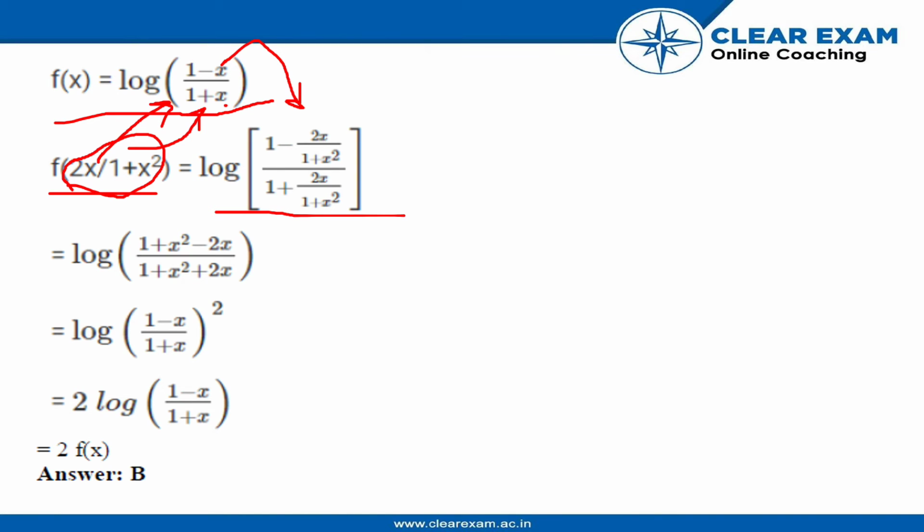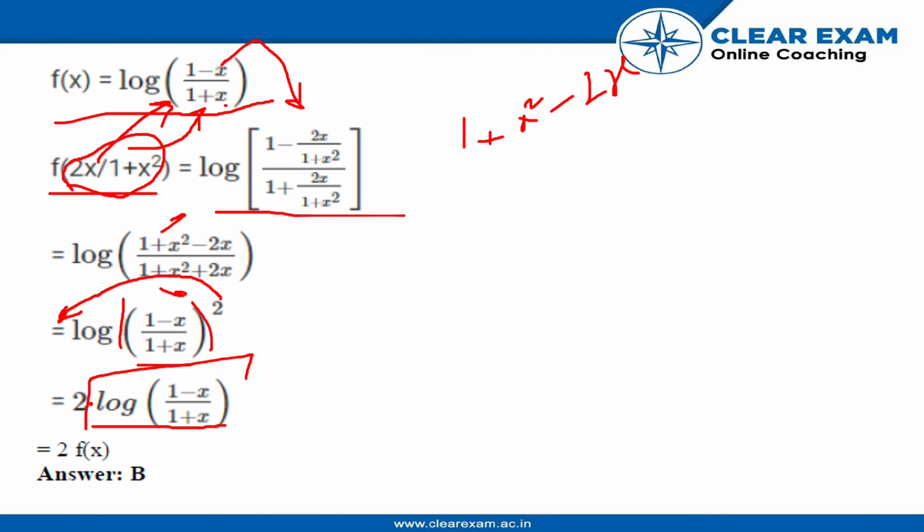This will be like 1 plus x square minus 2x. Okay, so this will be like (a minus b) whole square and (a plus b) whole square. So this will be like (1 minus x) upon (1 plus x), whole square. And after this is the property of log. If the power is over, then this will come in front. So this will be like log of (1 minus x) upon (1 plus x), and this part is f(x).